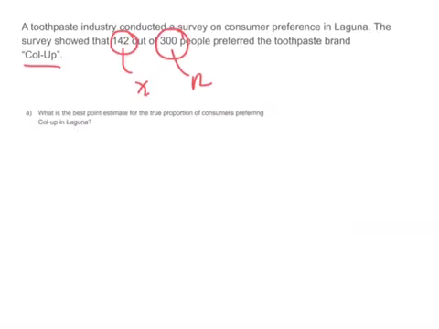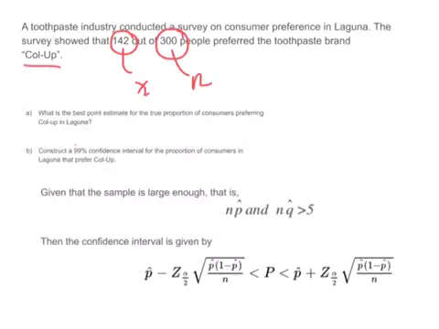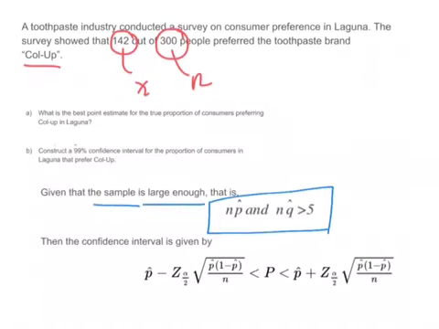And then let's say the follow-up task is to construct a 99% confidence interval for the true proportion of consumers in Laguna that prefer Call Up. To compute the confidence interval, we have to consider the following: the N P hat and the N Q hat should be greater than 5. This will ensure that the sample size is large enough. And when the sample size is large enough, according to the central limit theorem, the distribution will be approximately normal. When the distribution is approximately normal, we can make use of this formula to come up with the confidence interval.